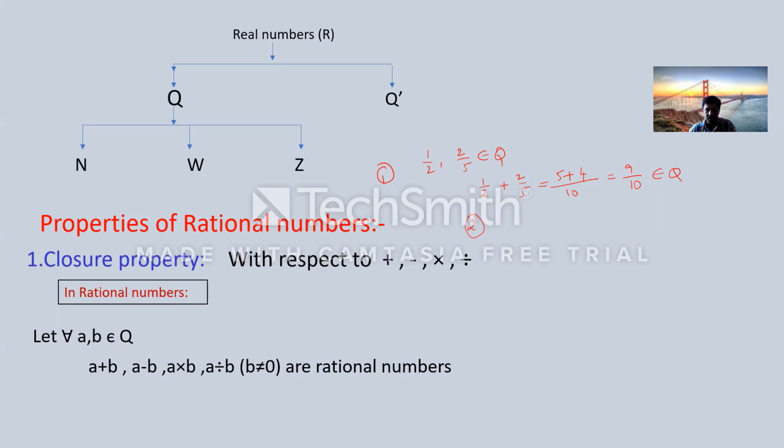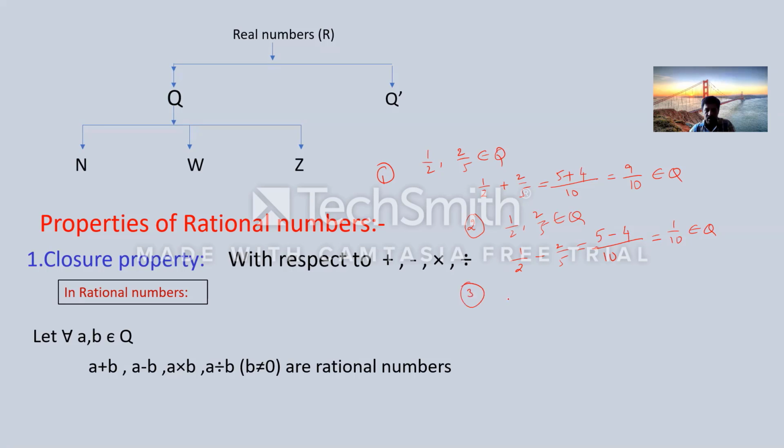Now, with respect to subtraction, take 1/2 and 2/5, which are rational numbers. Now, if we see the difference, 1/2 minus 2/5. LCM is 10. Now 2 fives are 10. So 5 into 1 is 5, minus how many times of 5 is 10? 2 times. Now 2 into 2 is 4. That is 1/10, which is a rational number. So we can conclude that rational numbers satisfy closure property with respect to subtraction.